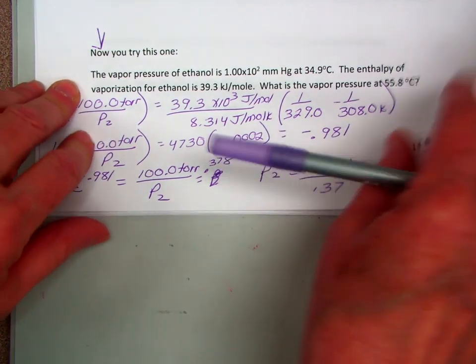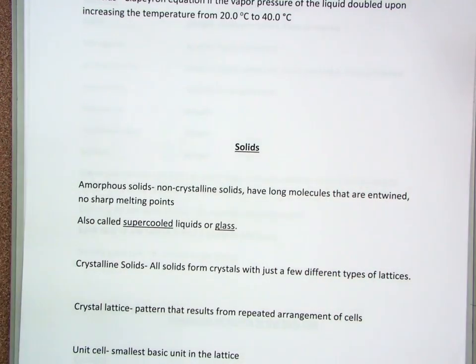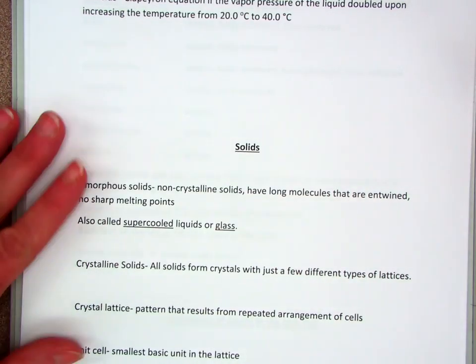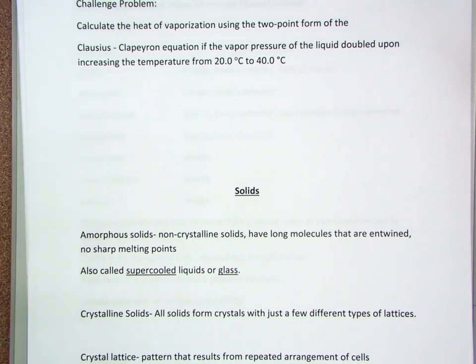But let's look at this one where instead of solving for pressure, this time we're solving for the enthalpy of vaporization. So calculate the heat of vaporization using the 2-point form of the Clausius-Clapeyron equation if the vapor pressure of the liquid doubled when we increase the temperature from 20 degrees to 40 degrees Celsius. What do we do first?